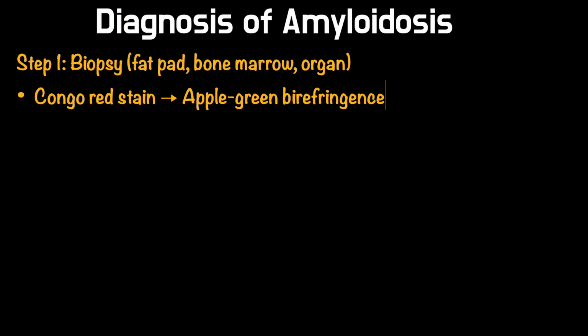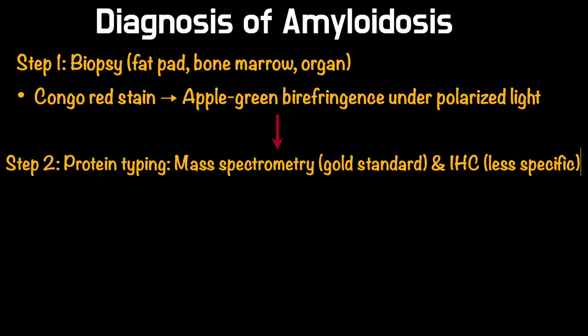In diagnosis of amyloidosis, step one is biopsy, that is fat pad, bone marrow, or any organ where amyloid proteins are deposited. You take the biopsy of that and do the Congo red stain, and that will show apple green birefringence under polarized light, right? So this is step one. Step two is protein typing to distinguish which type it is. Mass spectrometry can be done, that is the gold standard, or immunohistochemistry can also be done, which is less specific.